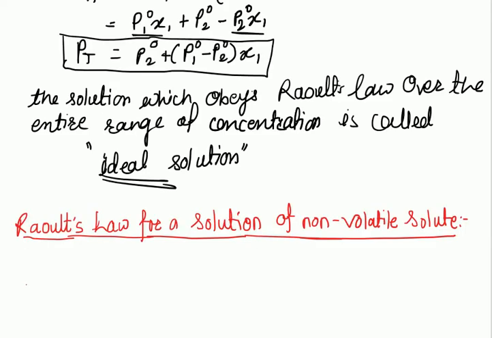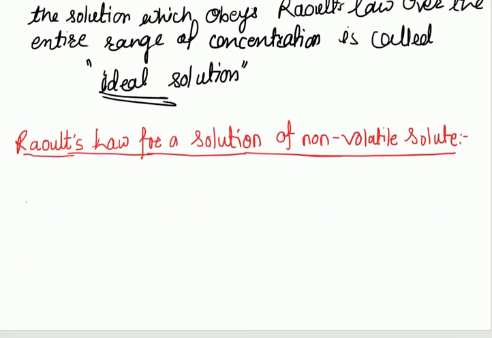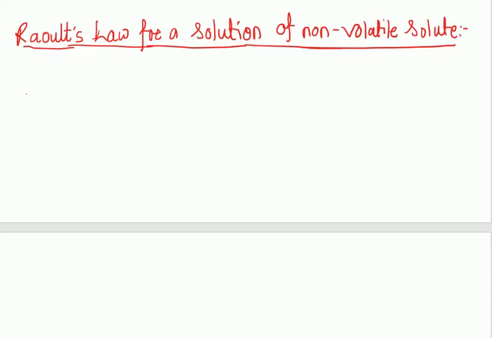If the solute and solvent are both volatile, then the Raoult's law equation is Pt is equal to P20 plus (P10 minus P20) into x1. But if one of the components is non-volatile, consider the solution of two components again. See the Raoult's law for the solution of a non-volatile solute. Consider the two components of the solution, one is the solute and the other is the solvent, that is A1 and A2.